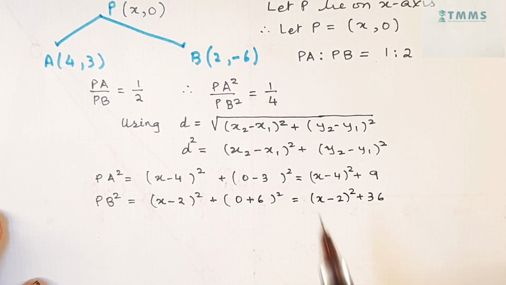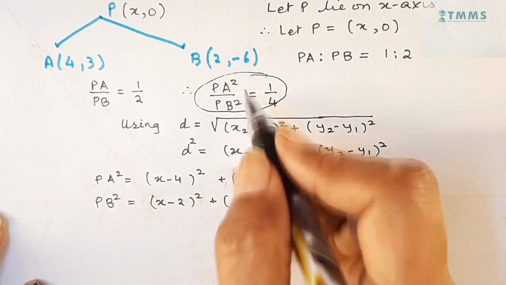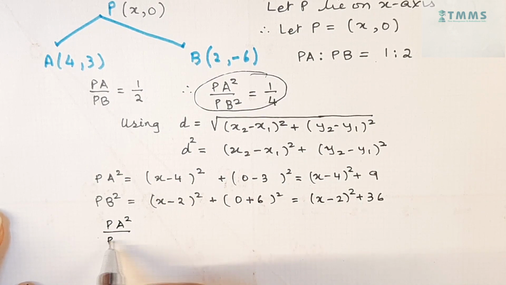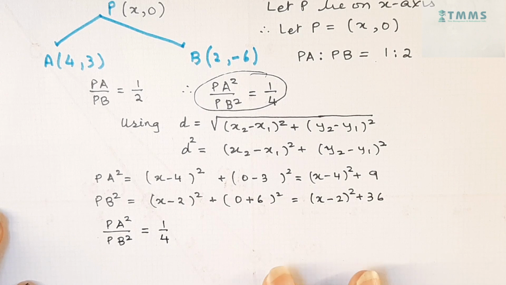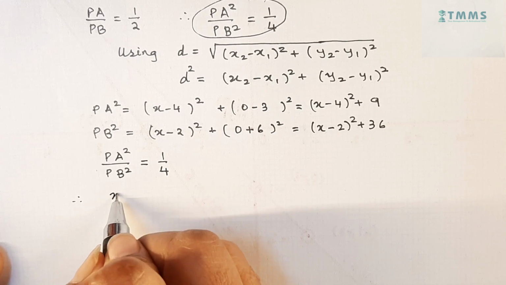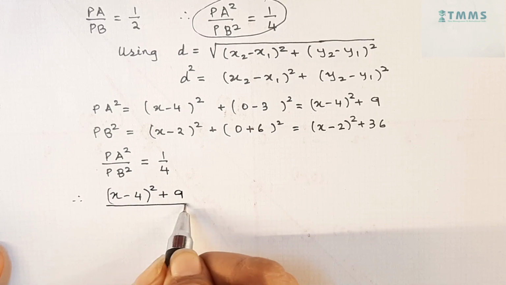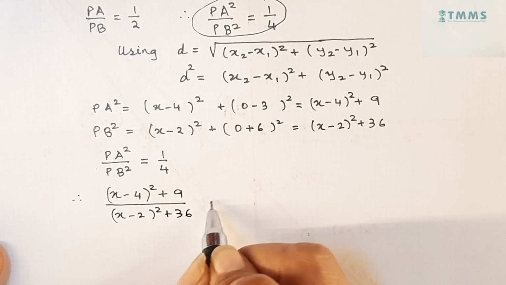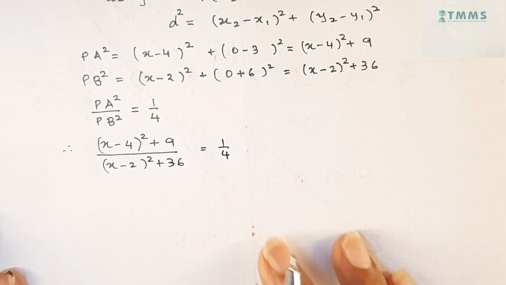Now we have to substitute this in this. Can you see this? So we are going to write that. Now write it neatly. PA square upon PB square is equal to 1 upon 4. And so we are going to substitute. Therefore, ((x minus 4) whole square plus 9) upon ((x minus 2) whole square plus 36) is equal to 1 upon 4. Easy? Open the brackets.